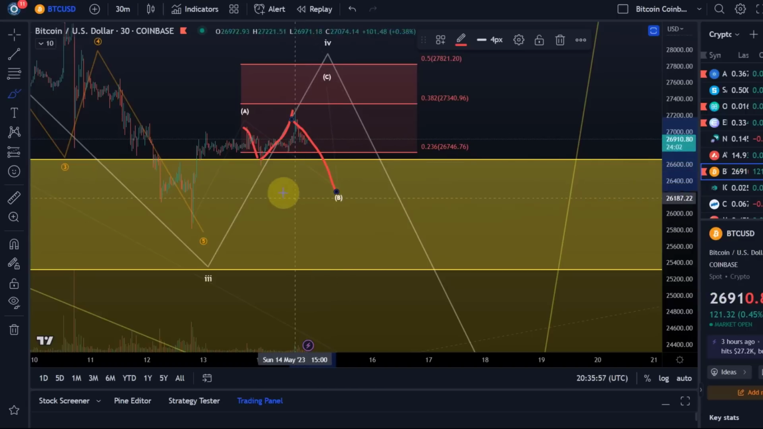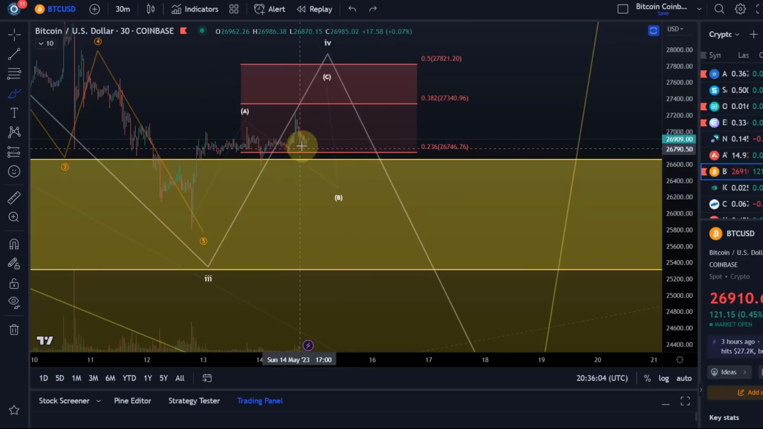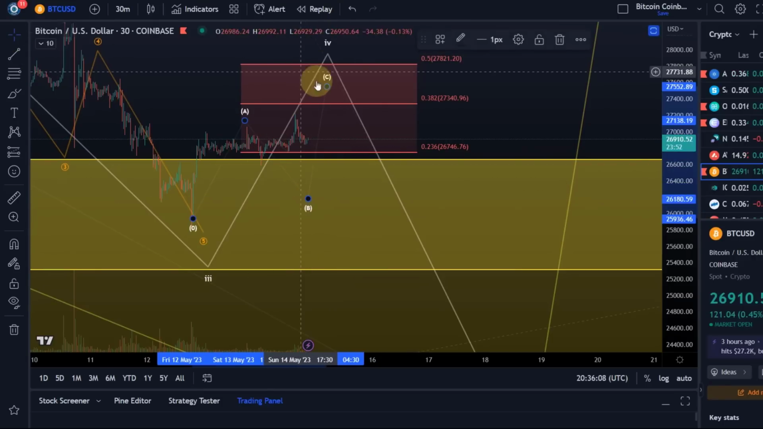We would now follow through in a C wave down of B. So A, B, C in the B wave. That would be ideal, that we now form a clearer B wave, and we would then move up in the C wave afterwards.